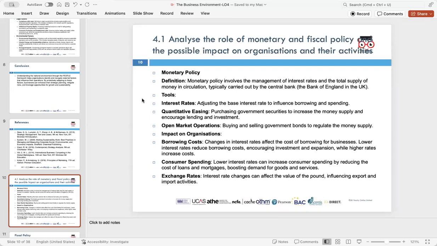Consumer spending. Lower interest rates also impact consumer spending by reducing the cost of loans and mortgages.